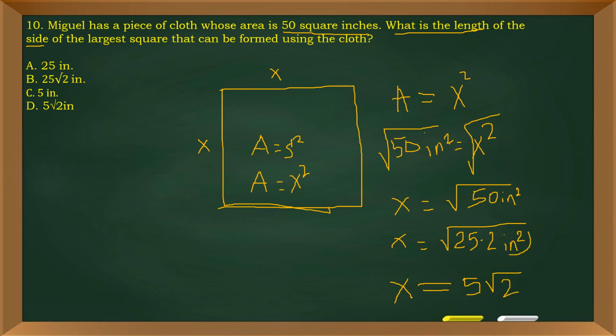Then si inches squared, pwede naman natin ding eliminate yung square. Kasi nga, di ba, makakancel si square at saka si square root. Pagka i-extract natin yung square root ng square. So, yun. 5 square root of 2 inches. So, yun is it. Ayun. So, letter D is the correct answer.